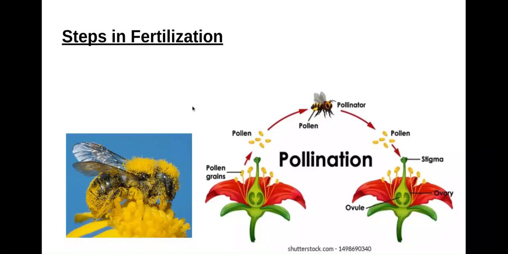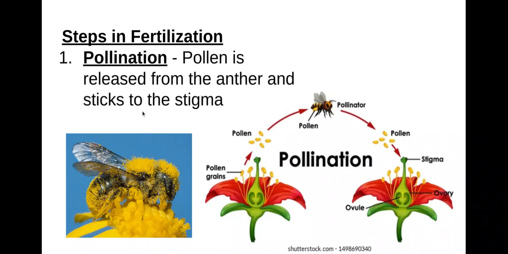All right, now that we've looked at parts of a flower, we need to talk about how all of this works together. How do we actually create a seed? So, we're going to talk about fertilization. And you might think you know the word fertilization. Fertilization means we're joining egg and sperm, like fertilizing an egg. And we need to talk about that process in plants.